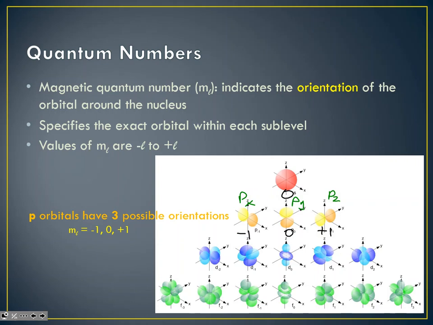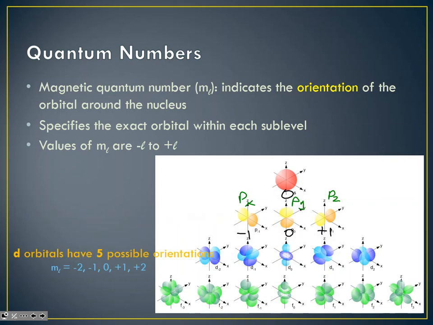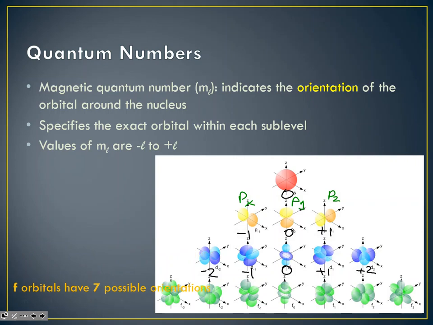Okay? So following that logic, we look at D, which has 5 orbitals. What should those be numbered as? -2 to +2. Good. So this is going to be -2, -1, 0, +1, +2, depending on which one it falls in for the orbital. And last but not least, for our F's, what do you think those are going to be numbered? Correct. -3 to +3. So this is going to be -3, -2, -1, 0, +1, +2, +3.